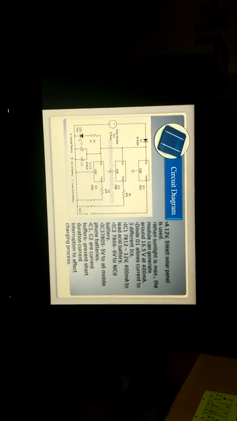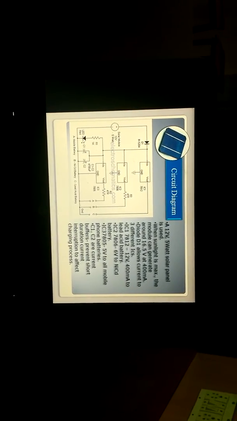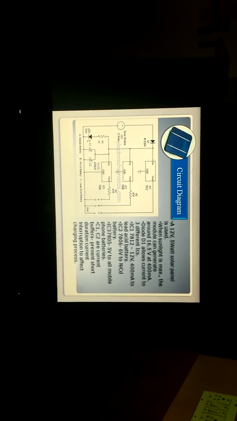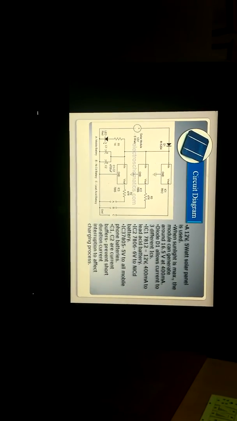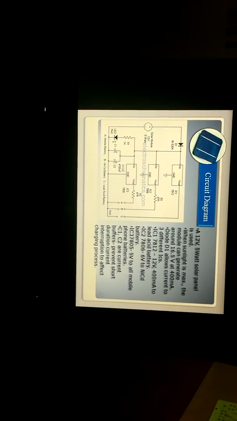Now we are describing the circuit diagram. In the circuit diagram, a 12 volt solar panel is used. When sunlight is maximum, the module can generate around 16.5 volt at 400 milliampere. Diode D1 allows current to three different ICs: IC 7812, which gives 12 volt 400 milliampere to a lead acid battery, IC 7806, which generates 6 volt for a nickel cadmium battery, and IC 7805, which generates 5 volt for all the mobile phone batteries we have used. The C1 and C2 capacitors are current buffers, which prevent short-duration current interruption from affecting the charging process.